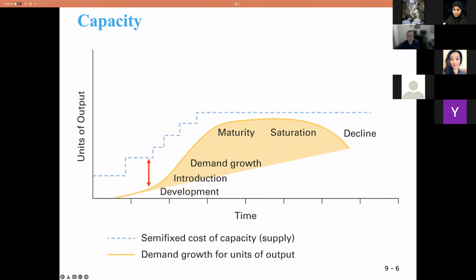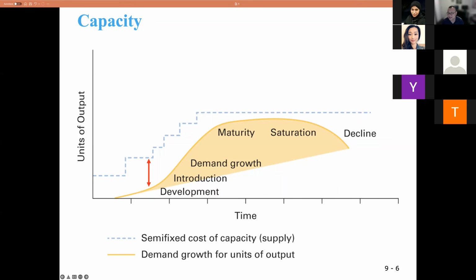Yeah, very good. That's basically the life cycle for any business. That orange curve is basically how the business developed, how the units of output have changed. What about that dashed line on top of the orange line? Anyone want to try that? The semi-fixed capacity visual representation represents the presence of production.